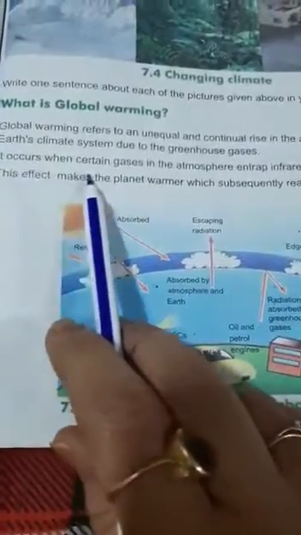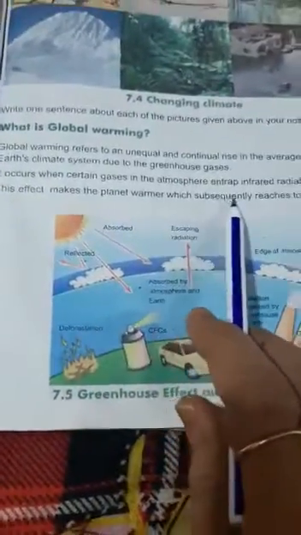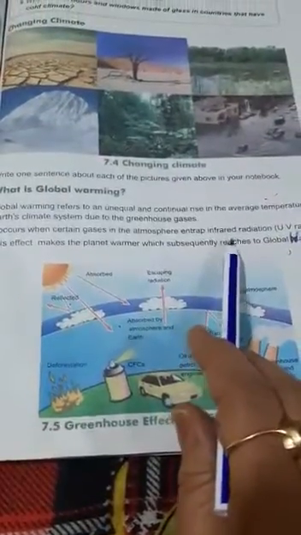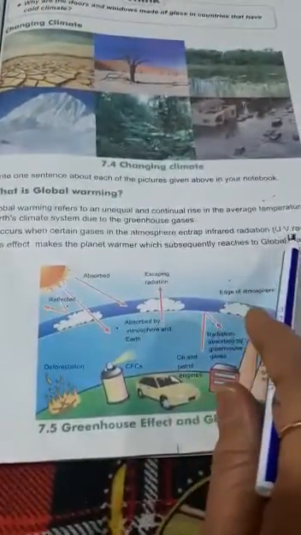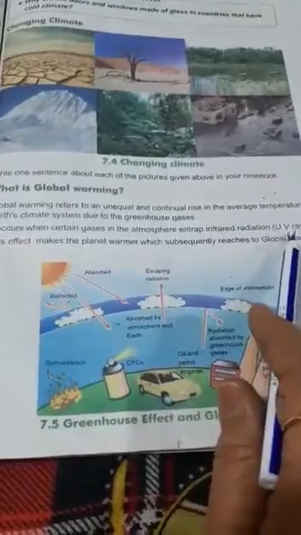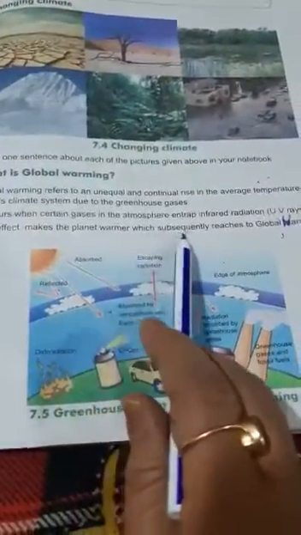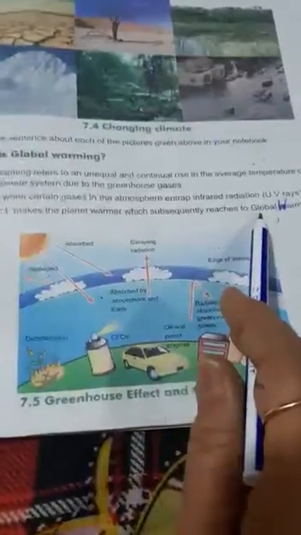It occurs when certain gases in the atmosphere entrap infrared radiation, UV rays, that is, ultraviolet rays. This effect makes the planet warmer, which subsequently leads to global warming.